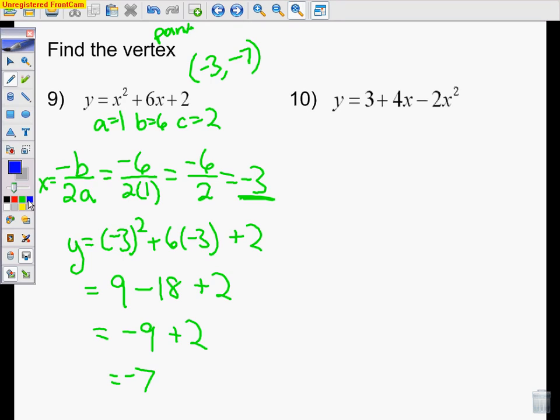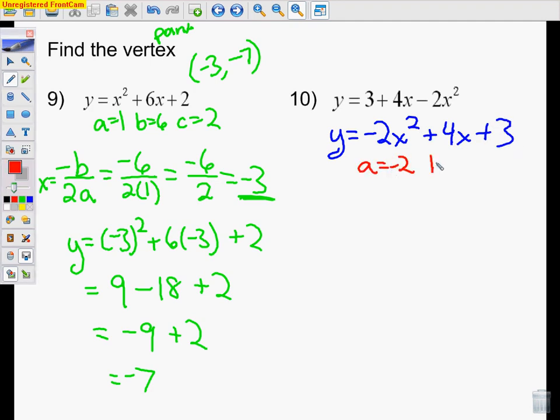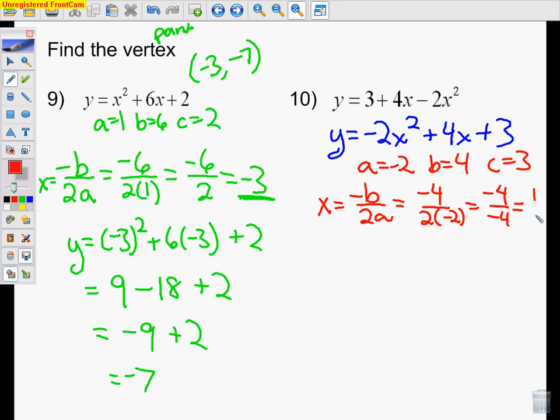Alright, let's do one more of these. In fact, we might just go ahead and start this problem off. Whenever you do your vertex, remember you need to put it in standard form first. So your x, the highest exponent needs to go first. So that means this negative 2x squared needs to be your first term. And then we follow that up with the positive 4x and the positive 3. So here, a equals negative 2, b equals positive 4, c equals 3. Alright, and once again, you're going to plug it into your vertex formula. I'll just go ahead and finish it up. Opposite of b over 2a, opposite of 4, that's negative 4, over 2 times a is negative 2. So you get negative 4 over negative 4, which equals 1.